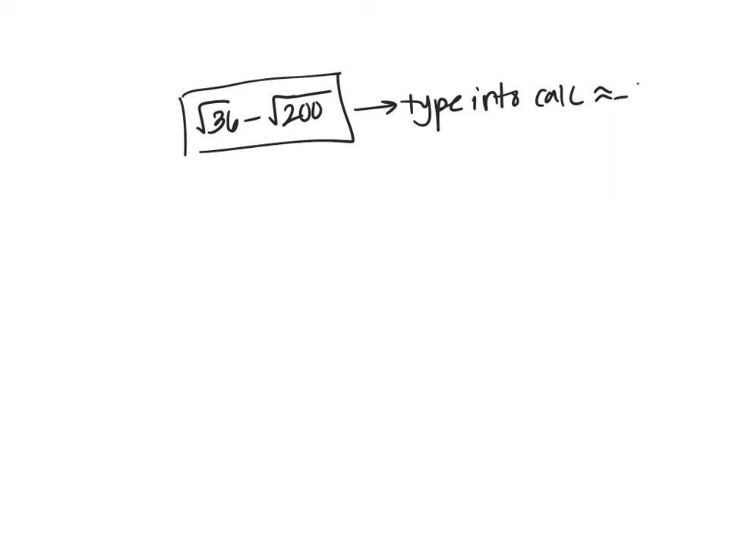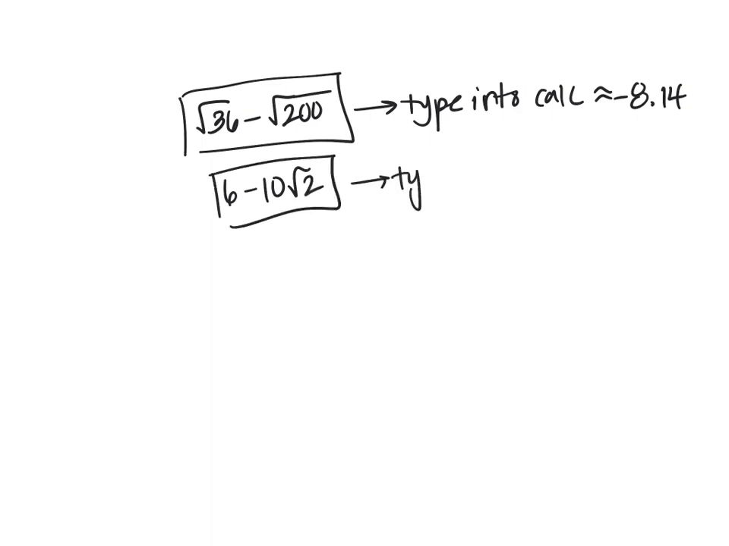and I got, negative 8.14 is the approximate. Obviously, the exact is square root of 36 minus square root of 200. And then we want to show the simplified version, which we figured out to be 6 minus 10 root 2, and double check that that matches. So again, you're going to type it into your calc. Again, you're doing this on the home screen, and again, when I do this, I got negative 8.14. So you can type the original right here and your simplified solution, and they should have the same decimal approximation. So that's one way you know you did it correctly.